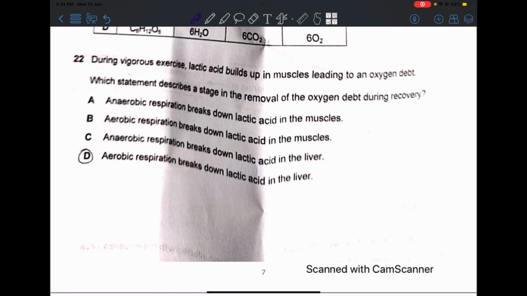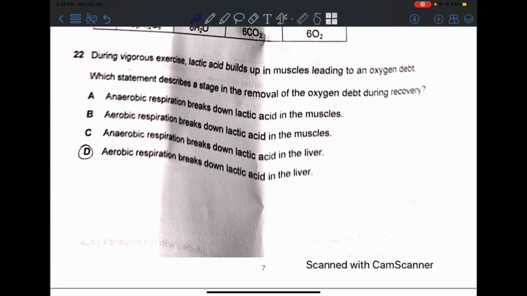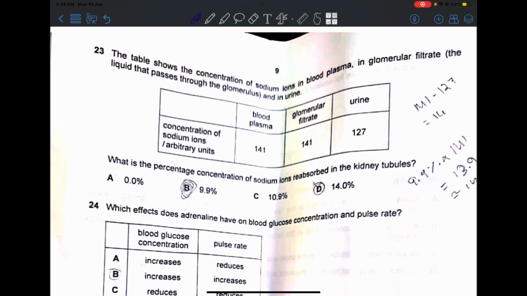22. During vigorous exercise, lactic acid builds up in the muscles, leading to an oxygen debt. Which statement describes a stage in the removal of oxygen debt during recovery? Now let's read the options. A says anaerobic respiration breaks down lactic acid in the muscle. Now this is incorrect because it's actually broken down in the liver. So we're not going to be choosing A or B because they said in the muscles. Now C says anaerobic respiration breaks down lactic acid in the liver. Now this is incorrect because it's actually aerobic respiration and not anaerobic respiration. So D.